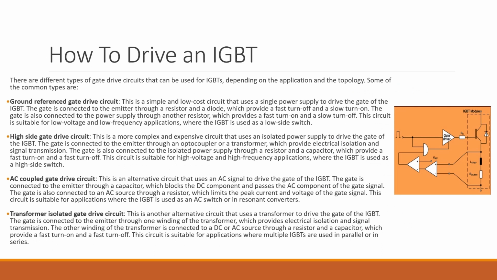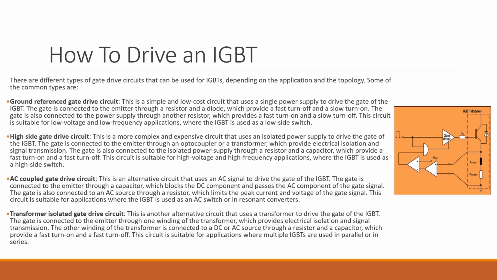Transformer isolated gate drive circuit. This is another alternative circuit that uses a transformer to drive the gate of the IGBT. The gate is connected to the emitter through one winding of the transformer, which provides electrical isolation and signal transmission.